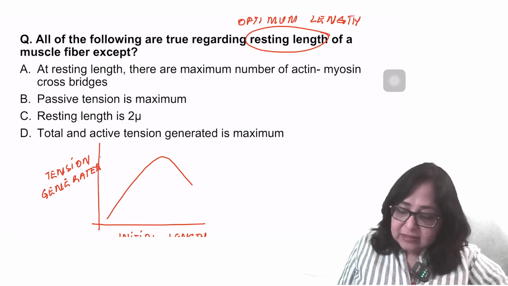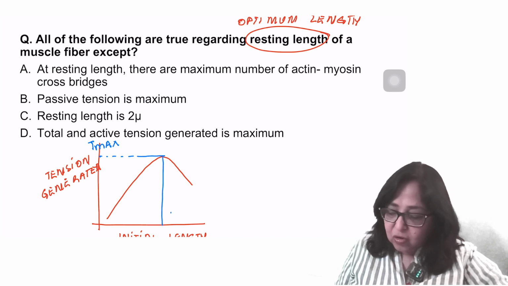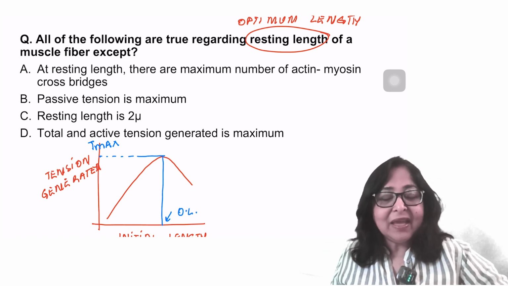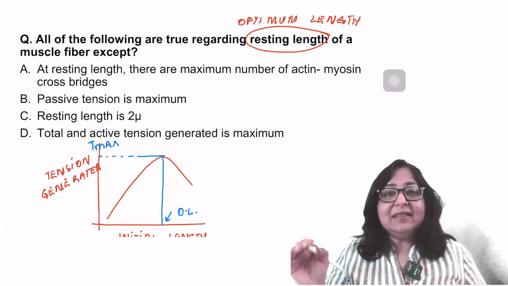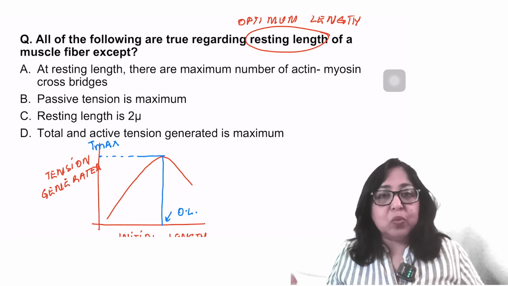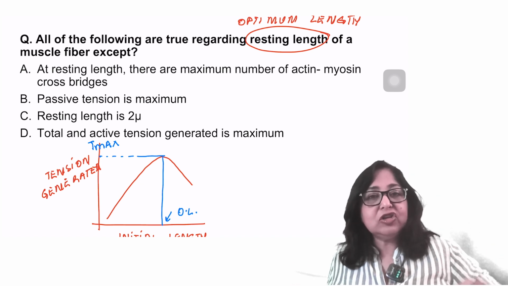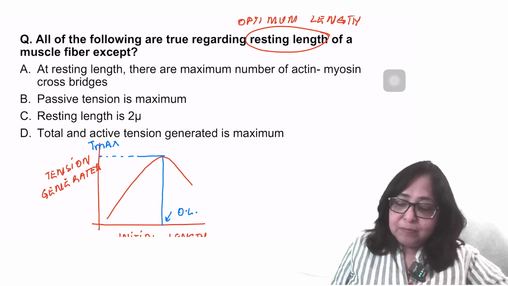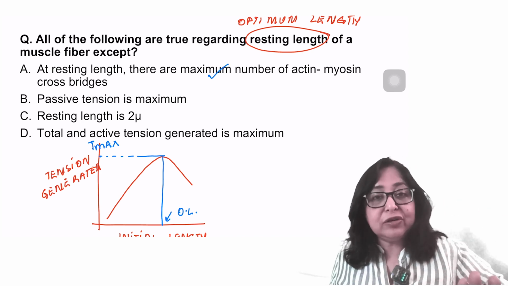Now, this is what is known as your Tmax, maximum tension. And this is the optimum length, also known as the resting length. What is optimum length? Definition. Optimum length is that initial length at which, if a muscle contracts isometrically, the tension generated will be maximum. So at optimum length, there are a maximum number of actin-myosin cross bridges. Absolutely true.